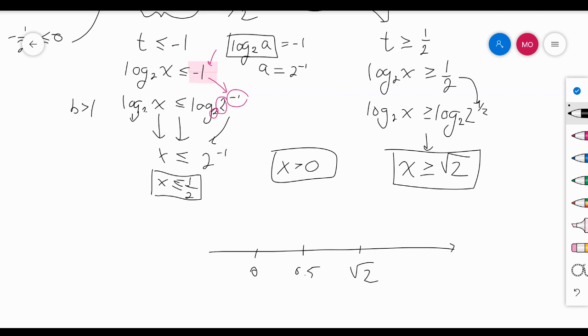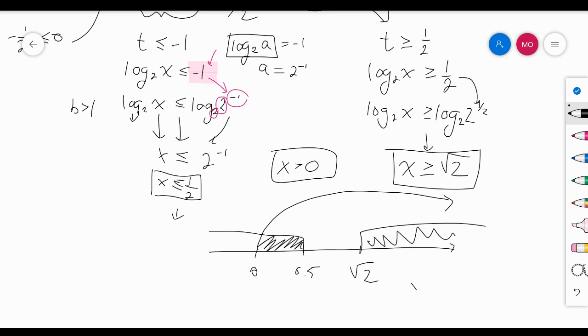So in any case, we need everything to be bigger than 0. So I'm just going to put a huge arrow here. If there's anything that comes before that, no good. Then it has to be smaller than or equal to 1/2, meaning that it has to be this interval here. So we're going to need this. And then after that, it has to be greater than or equal to root 2. So this interval is also going to work. So our answer is x between 0 excluded and 1/2 union, 1/2 should be included, right? Union square root 2 to plus infinity.